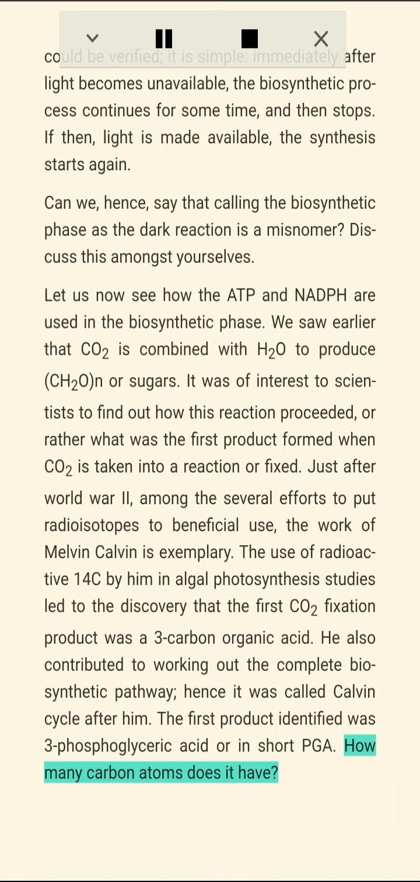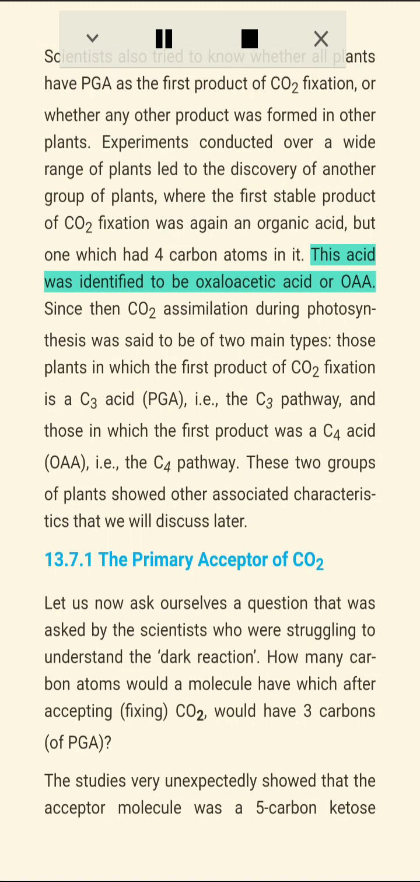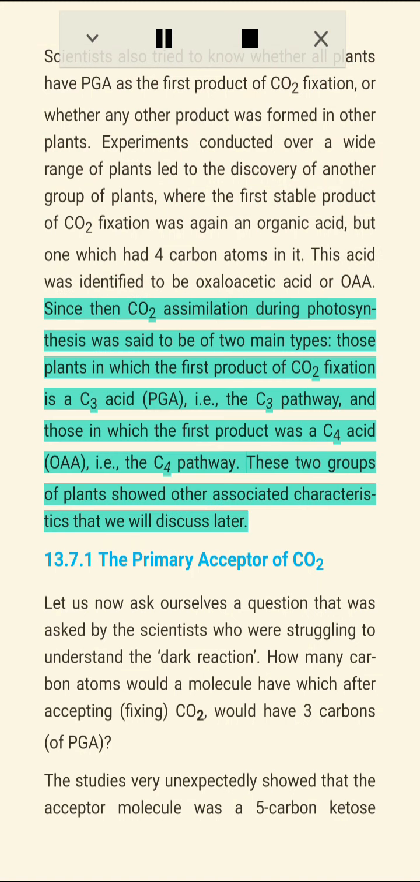How many carbon atoms does it have? Scientists also tried to know whether all plants have PGA as the first product of CO2 fixation, or whether any other product was formed in other plants. Experiments conducted over a wide range of plants led to the discovery of another group of plants, where the first stable product of CO2 fixation was again an organic acid, but one which had 4 carbon atoms in it. This acid was identified to be oxaloacetic acid, or OAA.